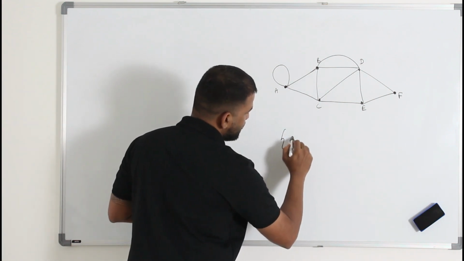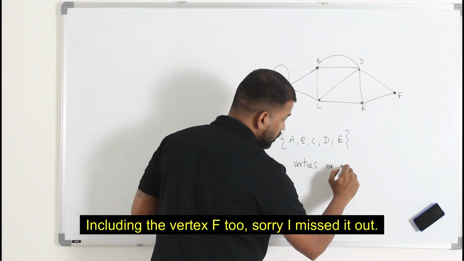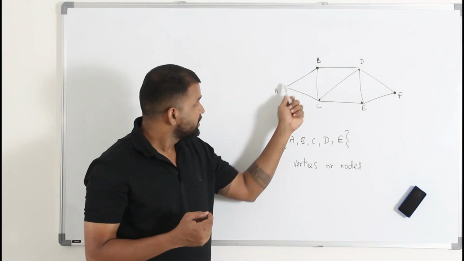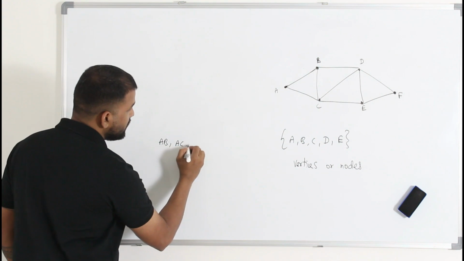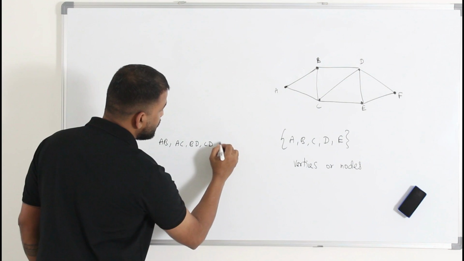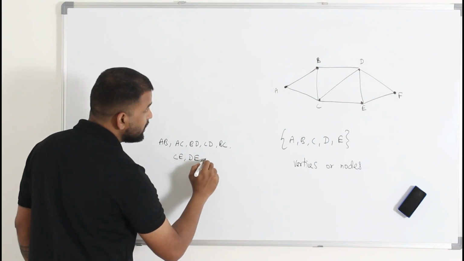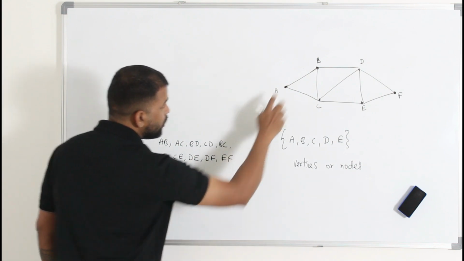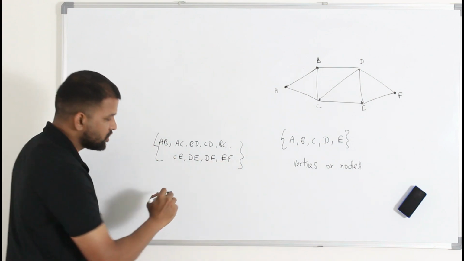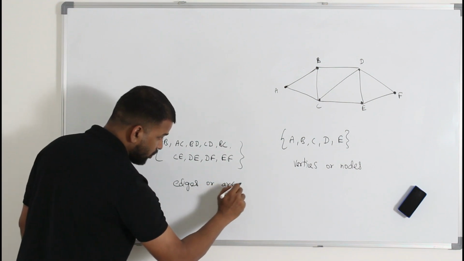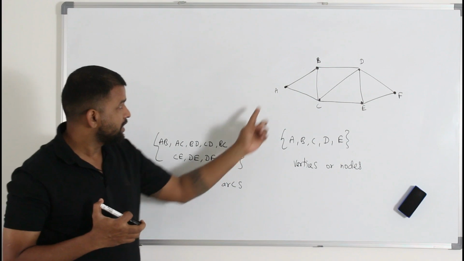So if you take the set A, B, C, D, E, this is a set of vertices or nodes. And then the lines connecting two vertices are called edges or arcs. So in this case, you have AB, AC, BD, CD, BC, CE, DE, DF, EF. 1, 2, 3, 4, 5, 6, 7, 8, 9. This is a set of edges or arcs. So if a question talks about vertex, they are talking about all these points. If they say arc or edge, they are talking about the lines actually.